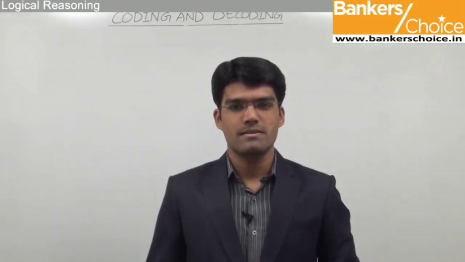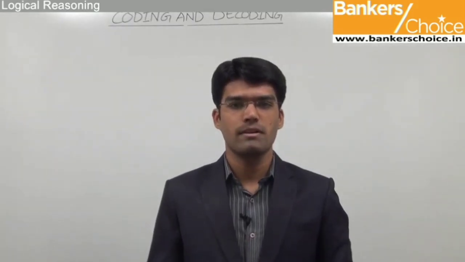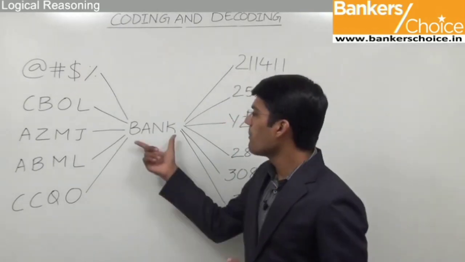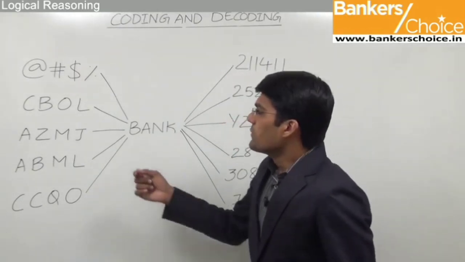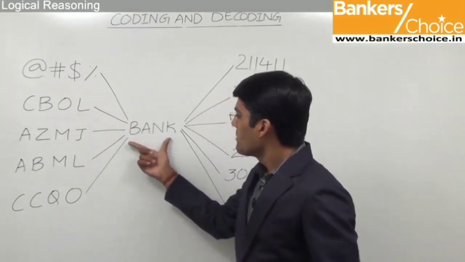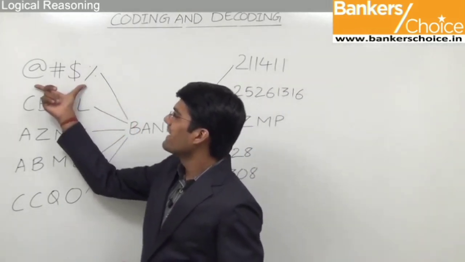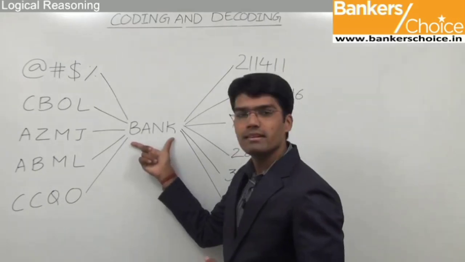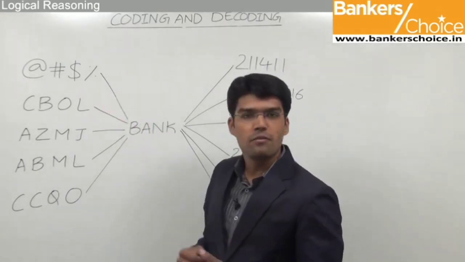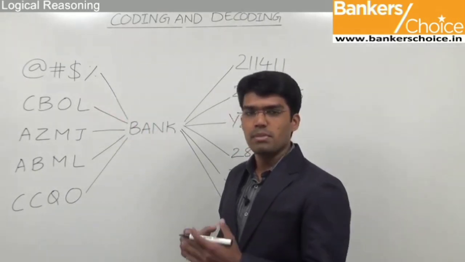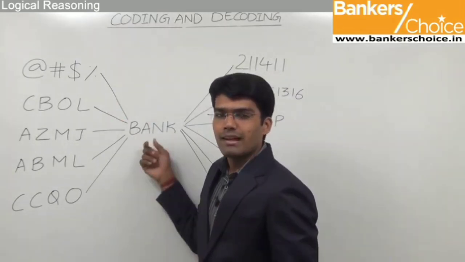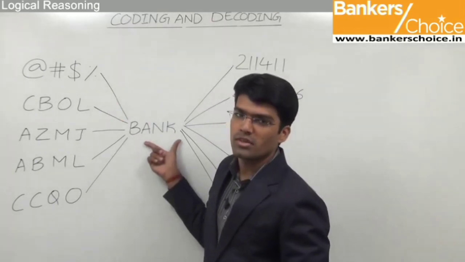So let us first discuss some very popular logics from this topic and then we shall move ahead with different examples. Let us now look at the various ways of coding the word bank. If you take the first example here, the word bank has been coded as $#%. That means the complete word here is represented with the help of various symbols. Now the simple logic here is each letter is represented by a particular symbol and that has to be considered as the coded form for the given letter.